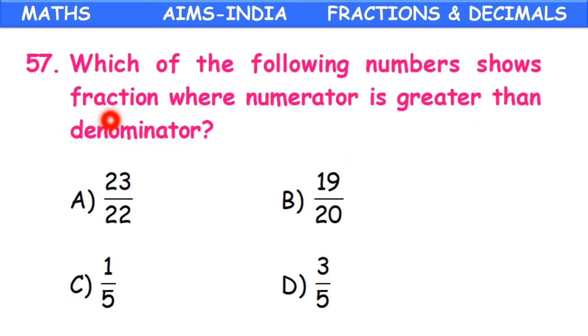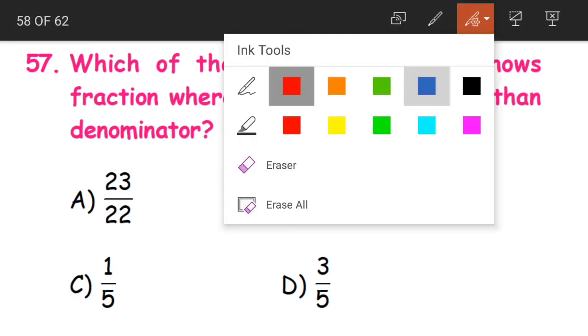Next, question number 57. What fraction of the following numbers shows a fraction where the numerator is greater than the denominator? What do we want here?